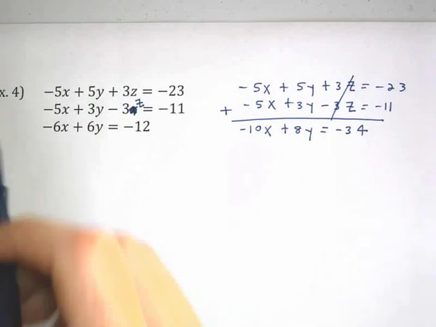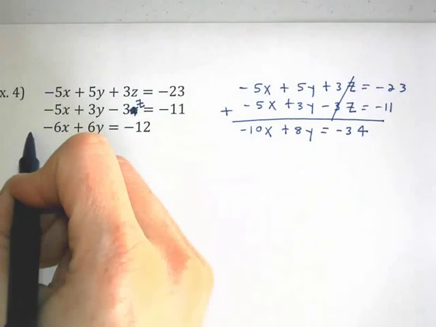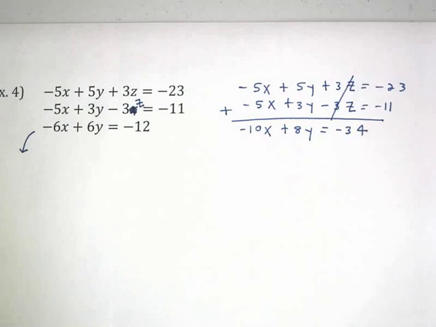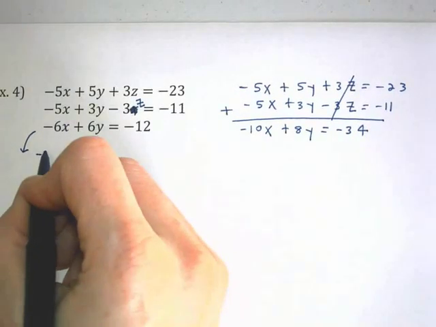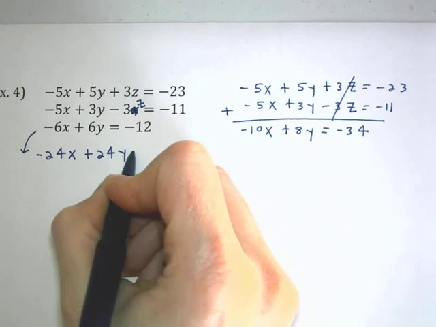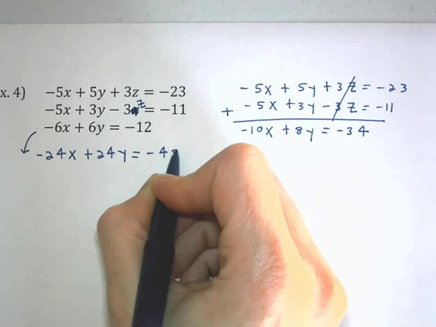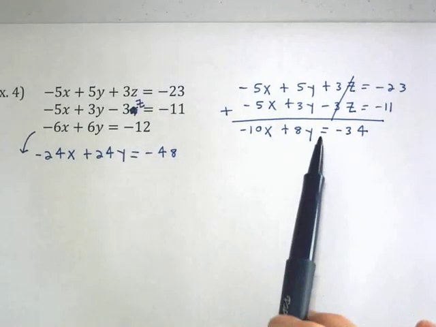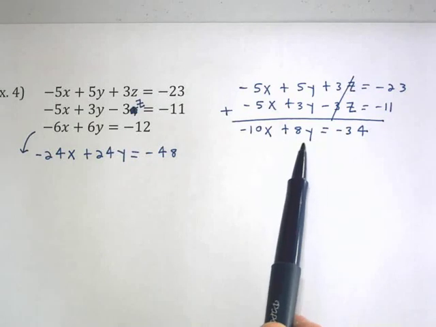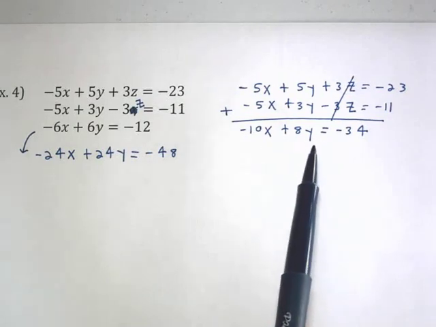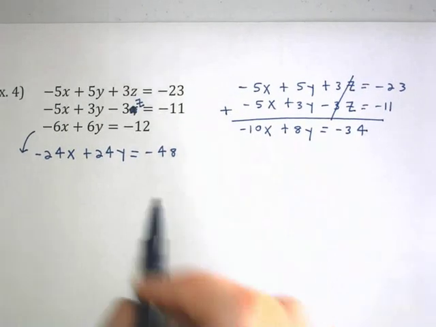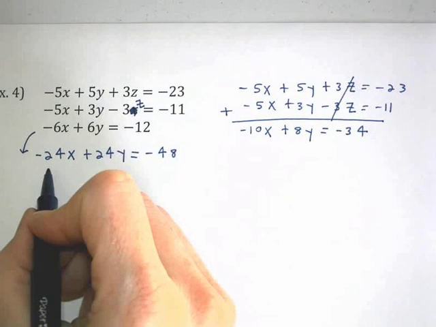And I'll do that by turning one of them into a positive 24y and one of them into a negative 24y. So right here, if I multiply by positive 4, I'm going to get negative 24x plus 24y equals negative 48. And then I now need to turn this into a negative 24y. And I'm going to do that by multiplying everything by negative 3.